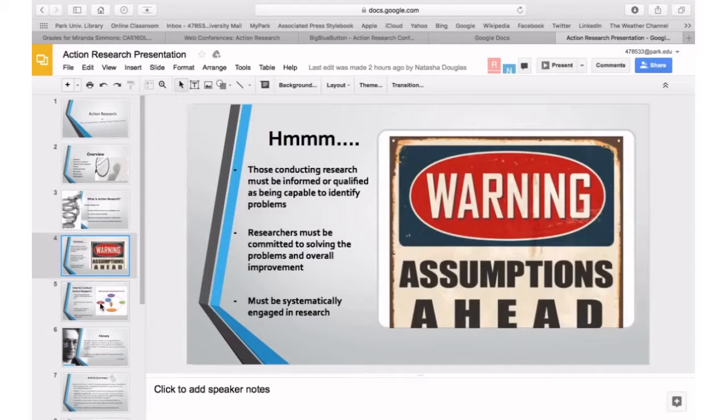So in every study, there are all types of assumptions. In action research, the assumptions that we have are the conducting research must be informed or qualified as being capable to identify problems. The researchers have to be committed. That's one of the assumptions, as well as being systematically engaged in research.